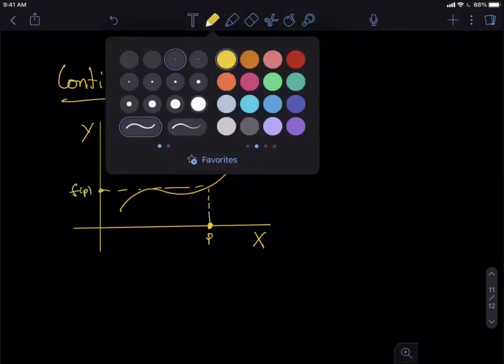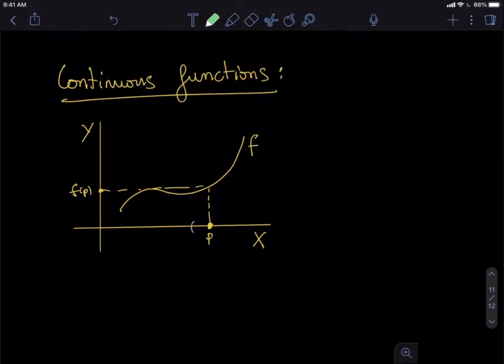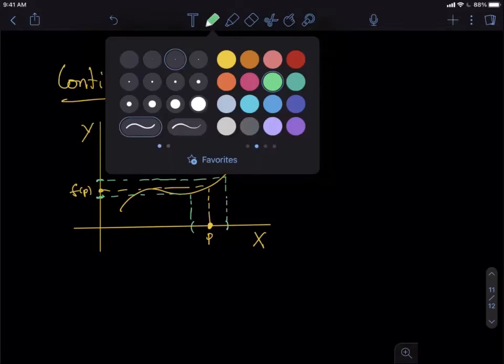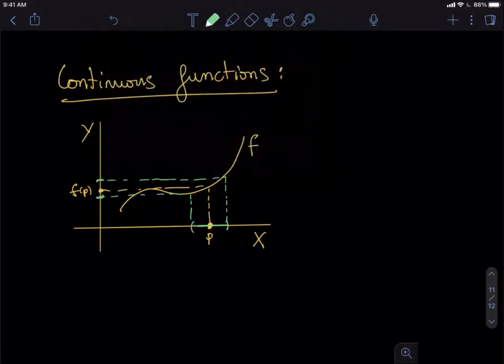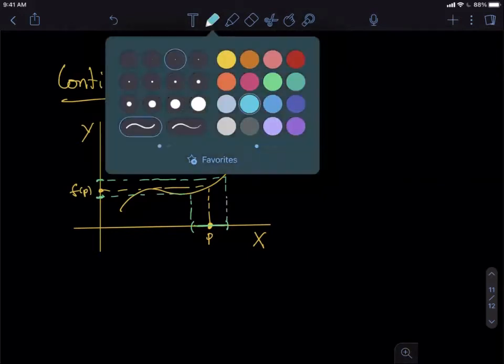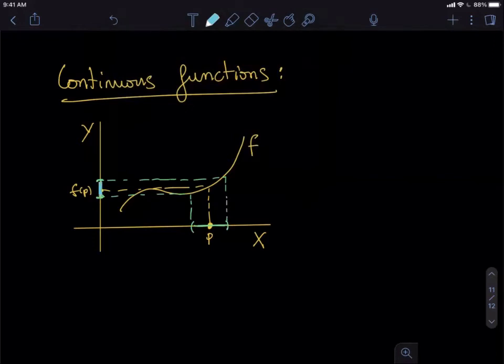And continuity means that if, instead of taking the point P, we take a point close to P, then the images of those points that are close to P are going to be close to f of P. So somehow, let's use green, it's sending the interval of points that are close to P to the interval of points that are close to f of P.